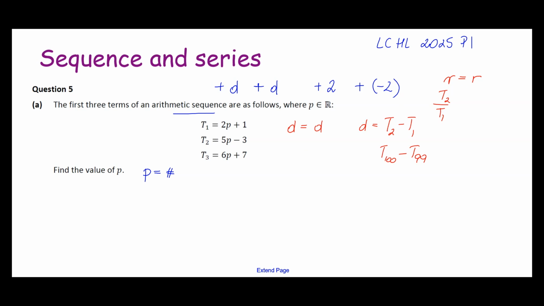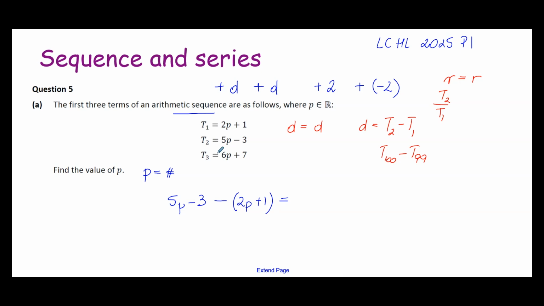Okay, so applying here, let's do that. So term 2, which is what? 5p minus 3 minus, and now term 1. I'm going to put that in brackets because there is a minus in front of it. So it's extremely easy to make a mistake.